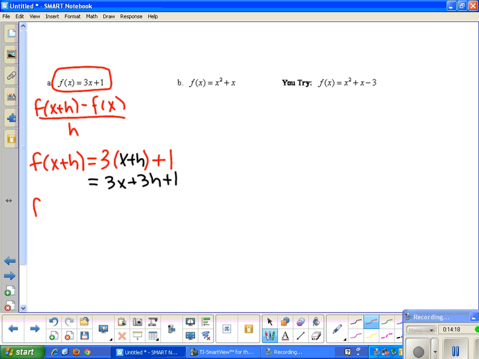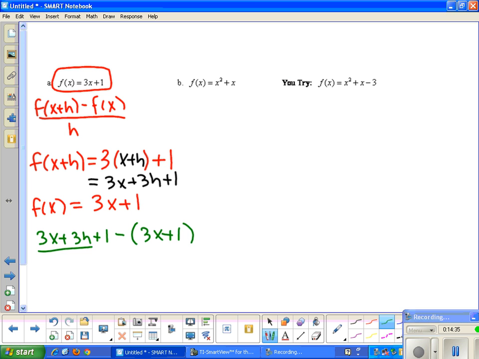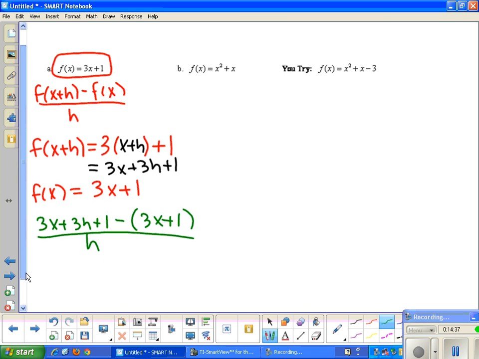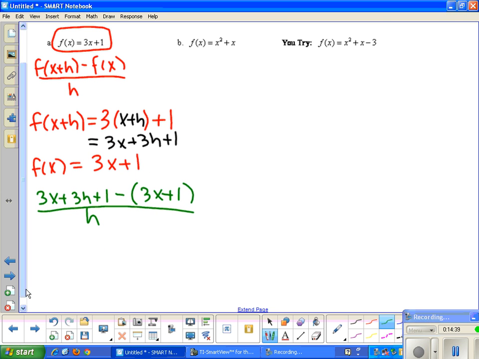Now we know that f of x is equal to just the original function. And then we're going to divide all of that by h. So you take your two equations: 3x plus 3h plus 1 minus your original function, 3x plus 1. Don't forget to put it in parentheses, all over h. And then the next step would be to just distribute and combine like terms. So 3x plus 3h plus 1 minus 3x minus 1 all over h.